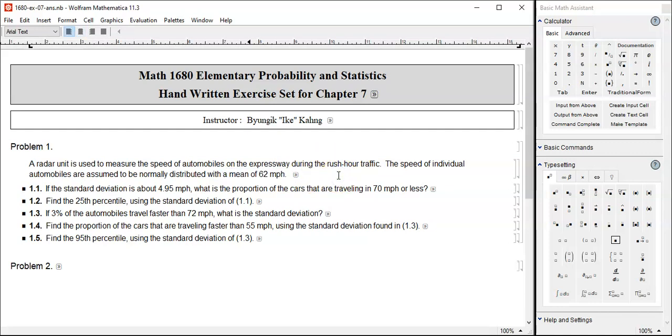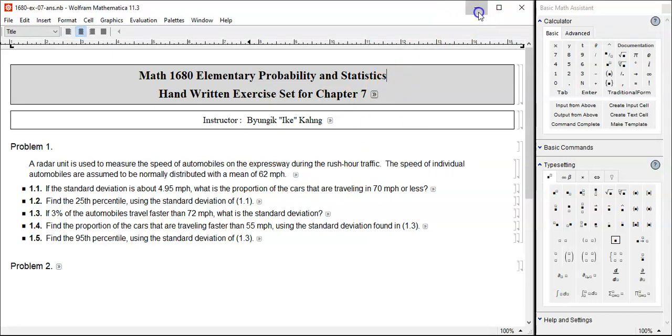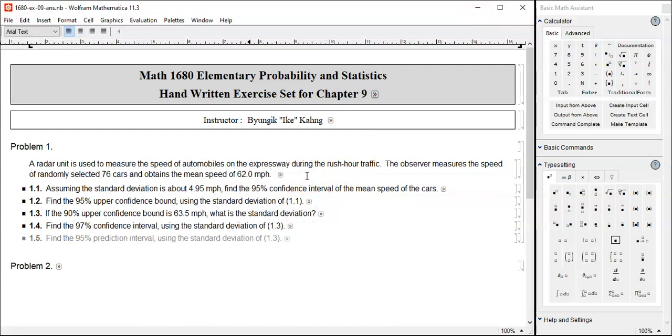But there are a couple of big differences. Here, the speed of individual automobiles are assumed to be normally distributed, assumed to be, with a real mean of 62 miles per hour. Here in chapter 9, we don't know the real mean, and this is far more realistic.